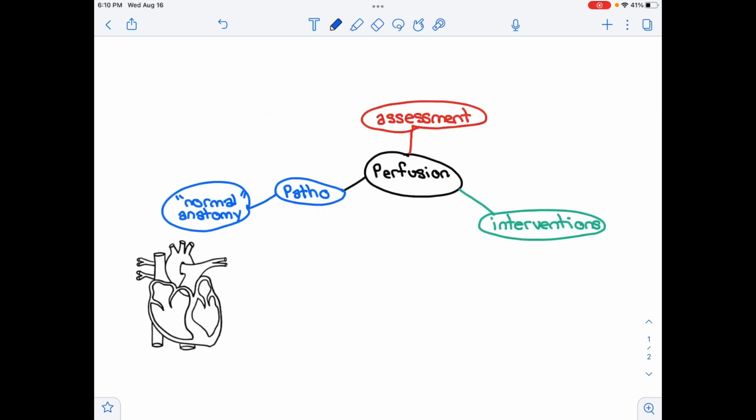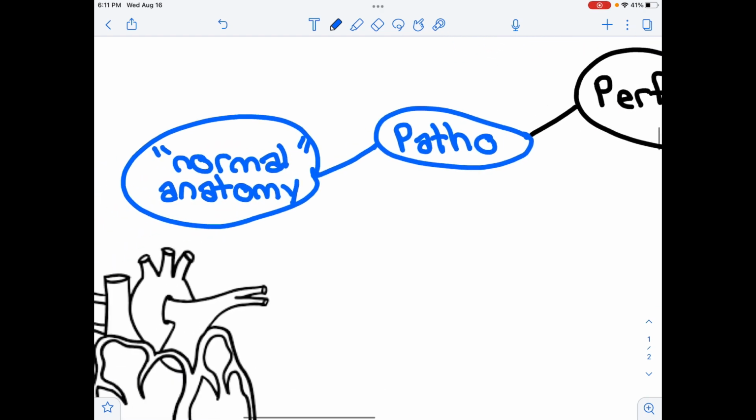Any concept that we discuss in this class, I like to approach from the standpoint of looking at the pathophysiology so that you really understand what's going on with your patient physically. And then from there, you'll know what to assess for. And if you know what you're assessing for, then you can understand what kinds of things your interventions need to be addressing. So the first thing we're going to dive into is pathophysiology.